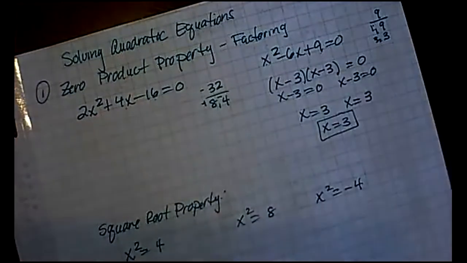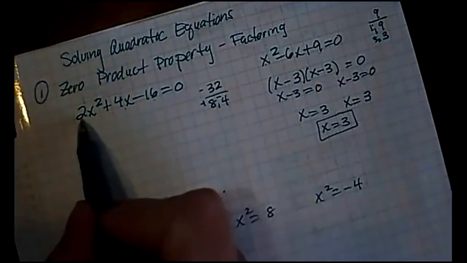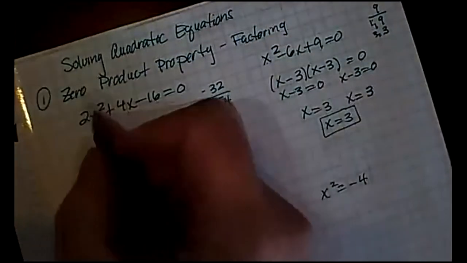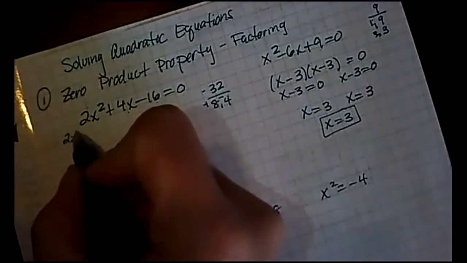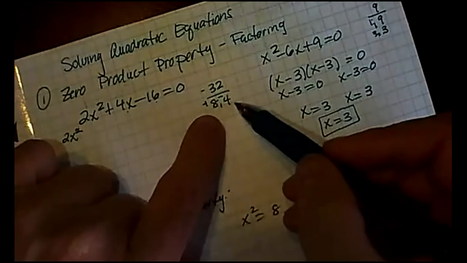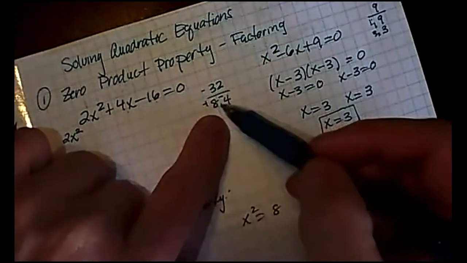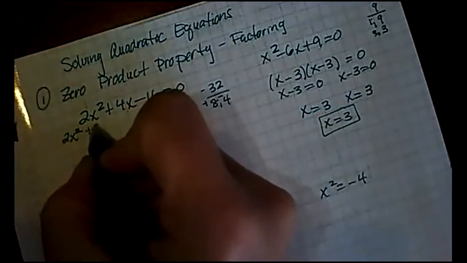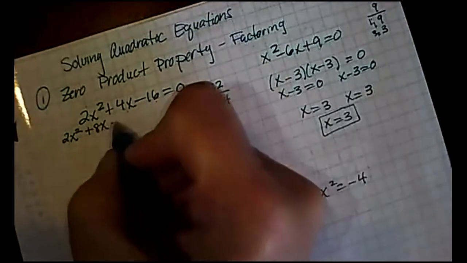So when you use the AC method, you only use it when this number is greater than 1. That's when you use the AC method. We're going to bring down the first term, and we're going to replace this with these. I have to put whatever this variable is on these, and I can write them in either order. So we're going to have a plus 8x and a minus 4x.